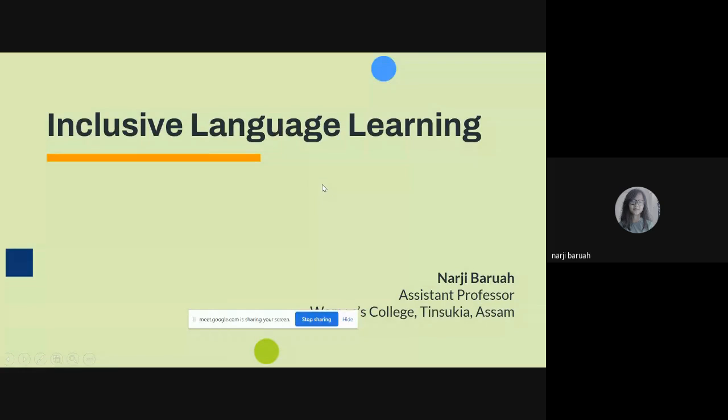The topic is inclusive language learning. Inclusion is the need of the hour. We all know this. NEP says inclusion. Everywhere you will find the word inclusivity. Each and every one of us has at least heard this word and is familiar with it. In this session, we will understand what inclusion is and what inclusive language learning is.